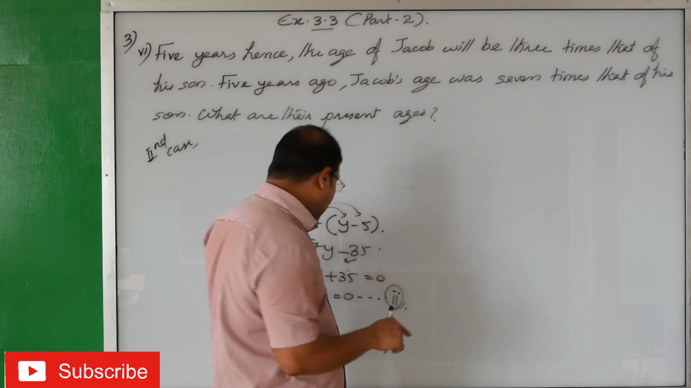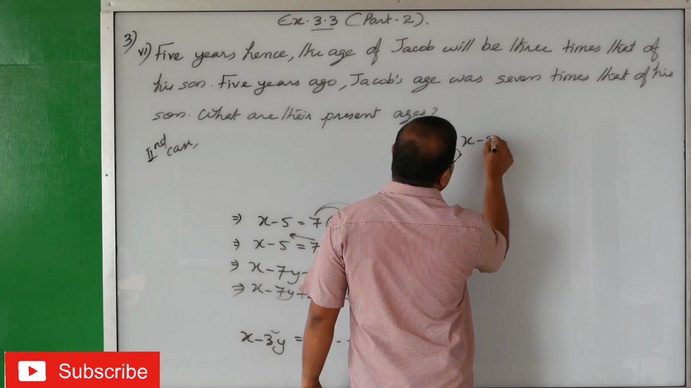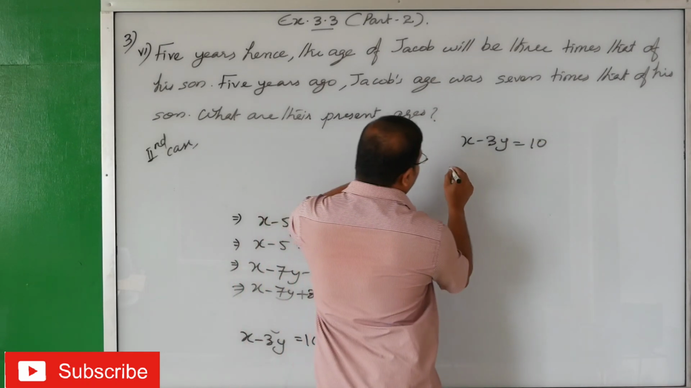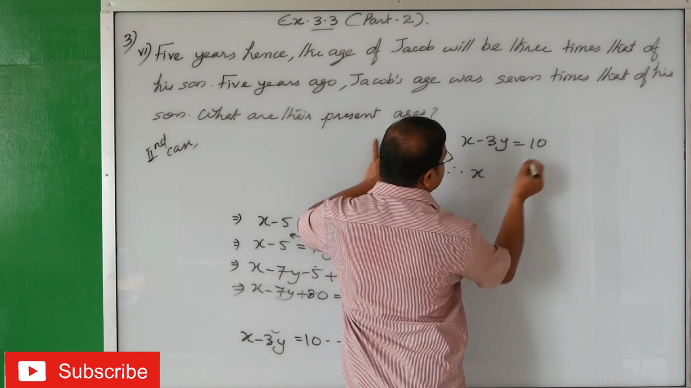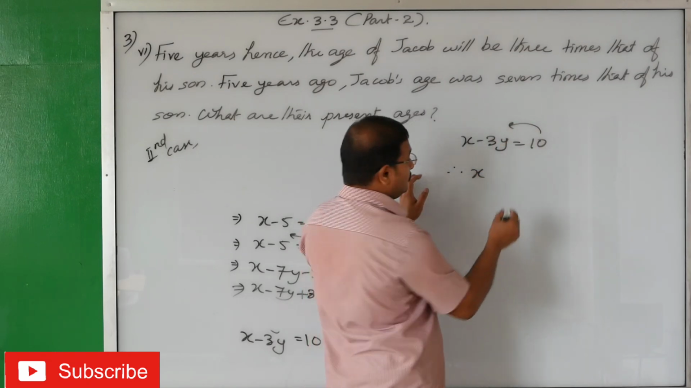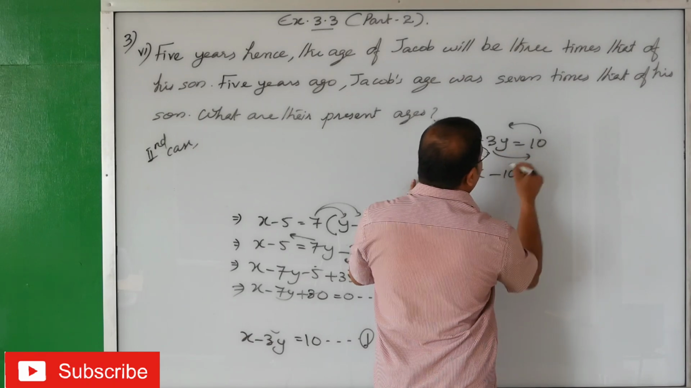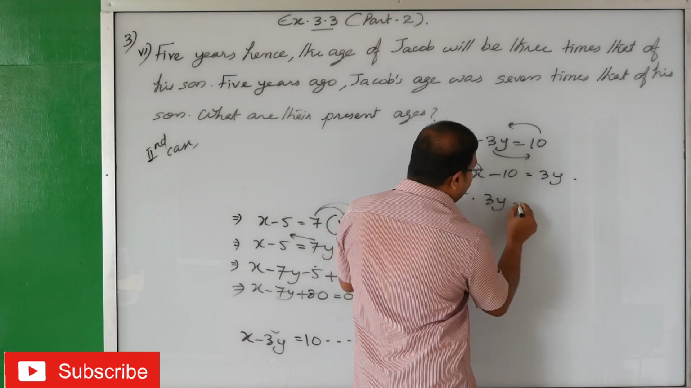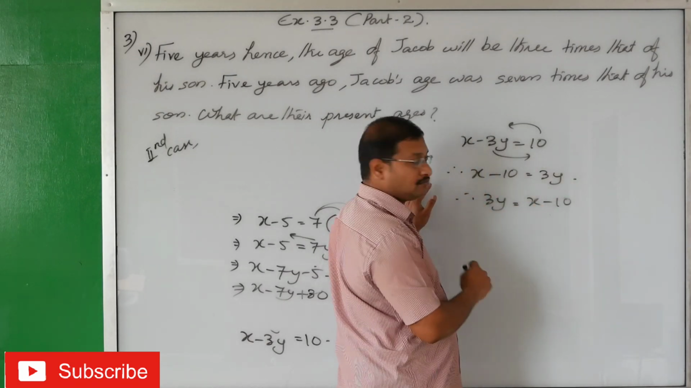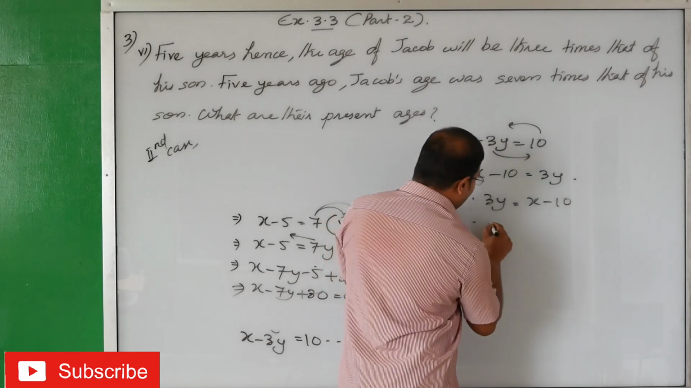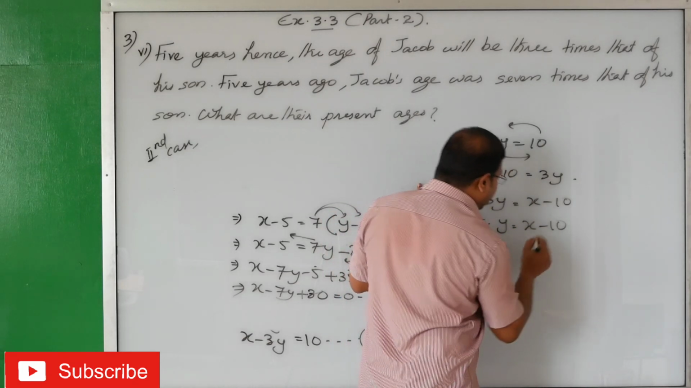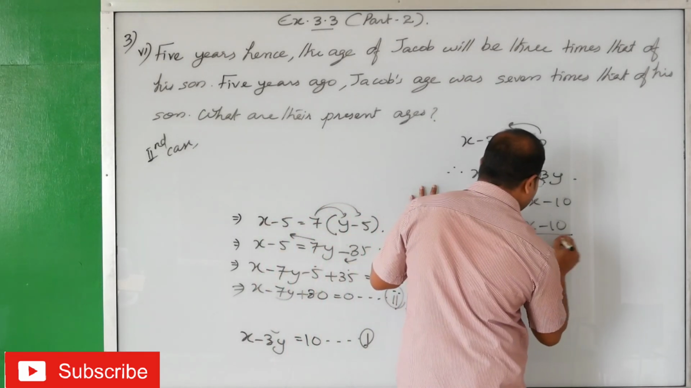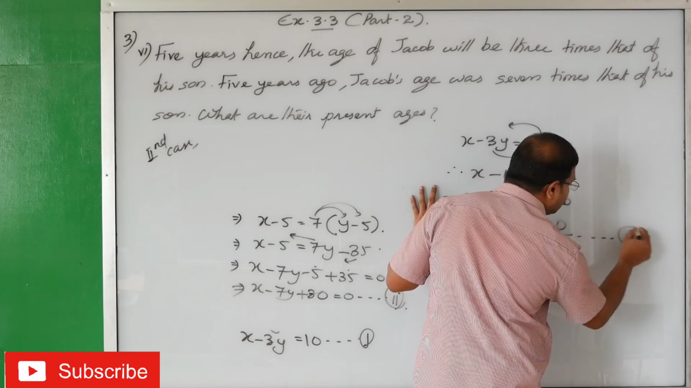Now we'll write the first equation one more time. That is X minus 3Y equals 10. After that, this 10 goes next side, minus 10 equals, and this minus 3Y goes next side, plus 3Y. Therefore, 3Y equals X minus 10. Interchanging, therefore Y equals X minus 10 by 3, since this 3 multiplying goes next side and divides by 3. This is equation number 3.